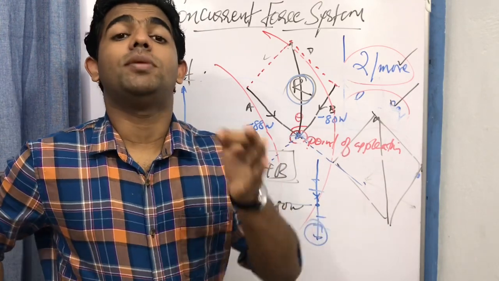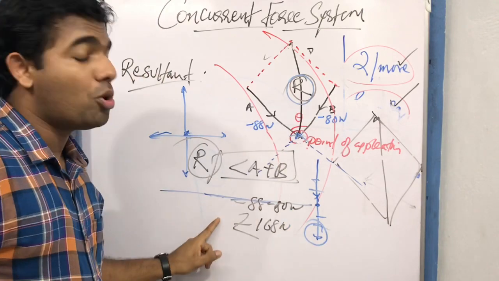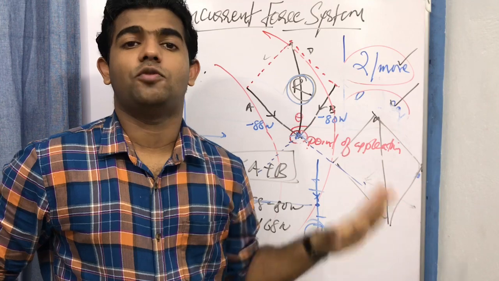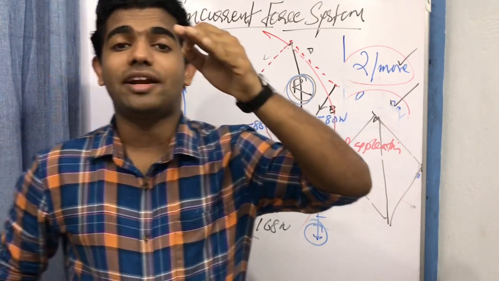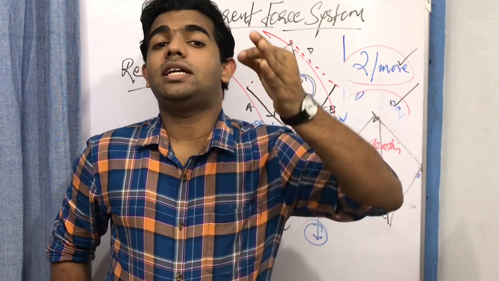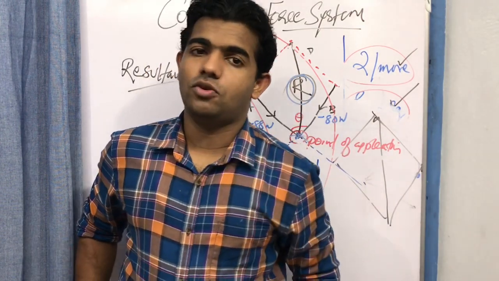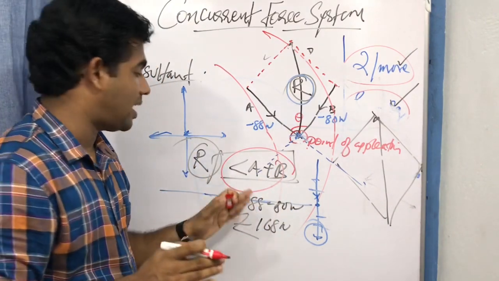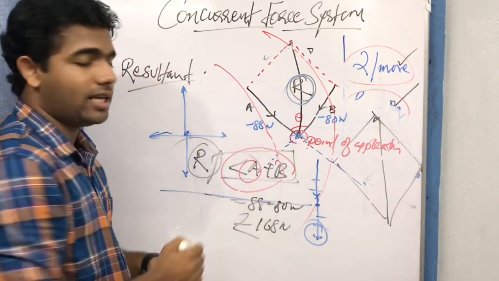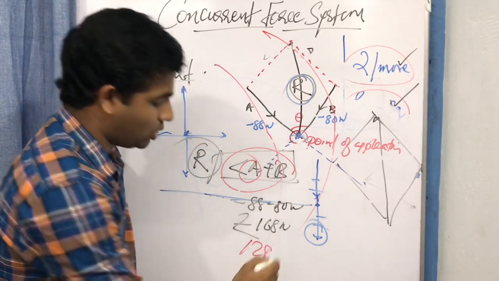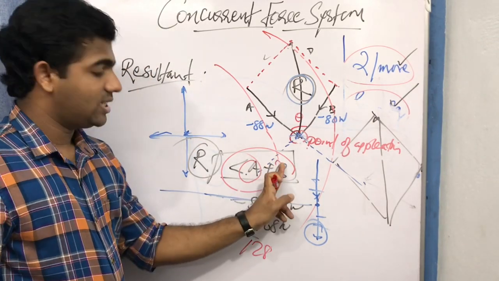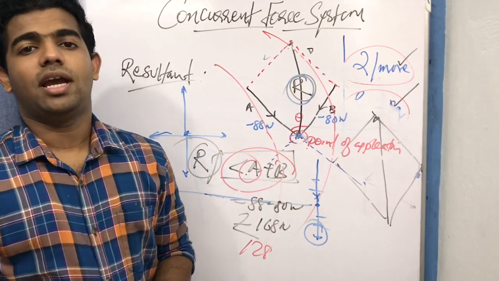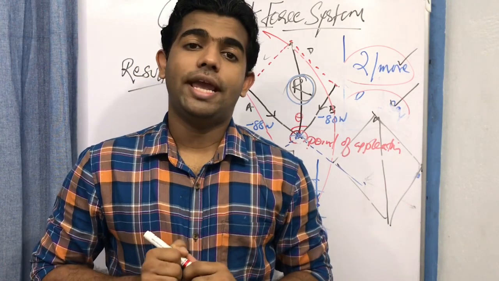It will never be greater than that. There is a proportional relationship between the resultant of the concurrent force system and the individual forces. What is that proportional relationship? It will never be greater than the sum of A and B. It can be greater than A, for example 128 Newton. If the resultant is greater than A, it is greater than B also. But it can never be greater than the sum of A and B.